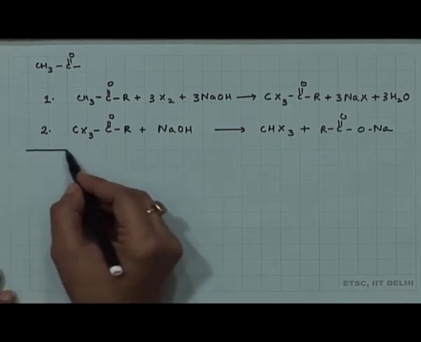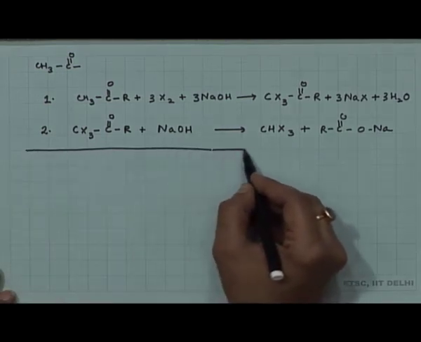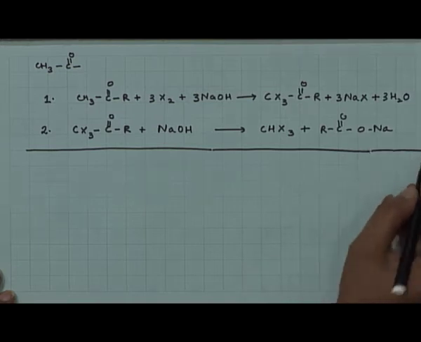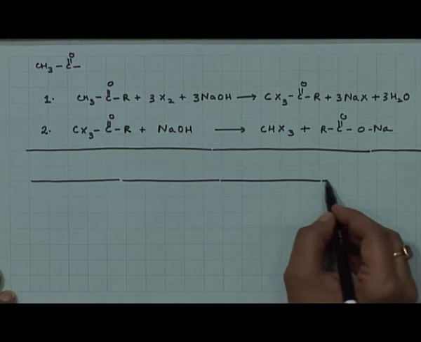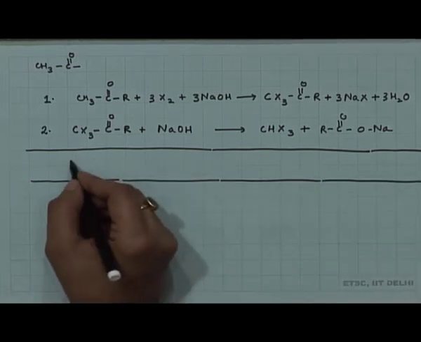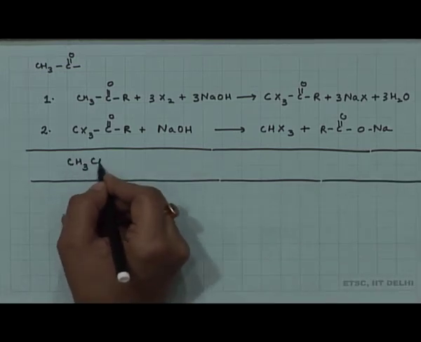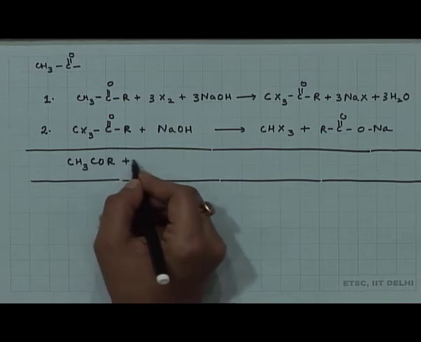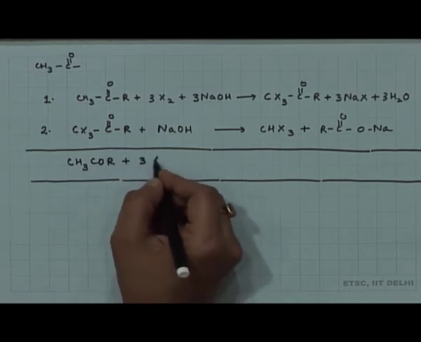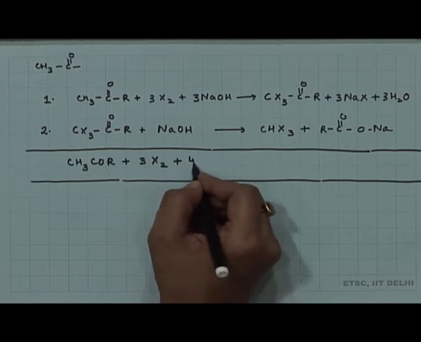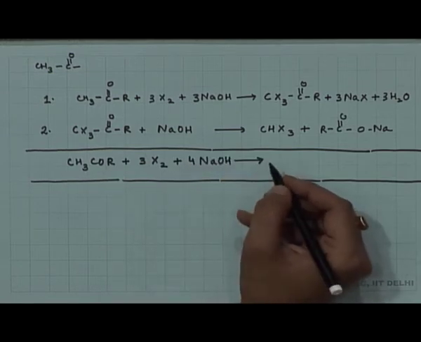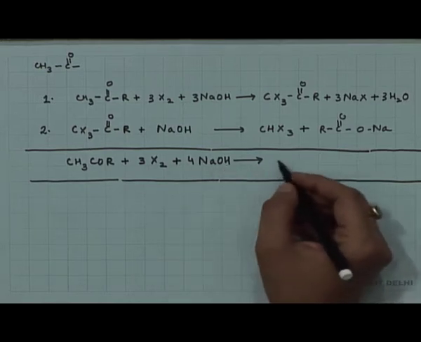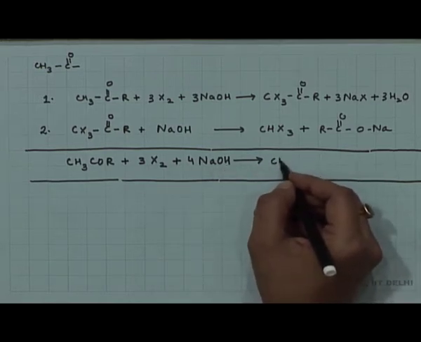So, overall the equation for the haloform reaction of acyl ketones involves the following stoichiometry. You start with 1 mole of acyl ketone and treat it with 3 moles of halogen and 4 moles of NaOH. This is the stoichiometric requirement of the base and the halogen in the haloform reaction.